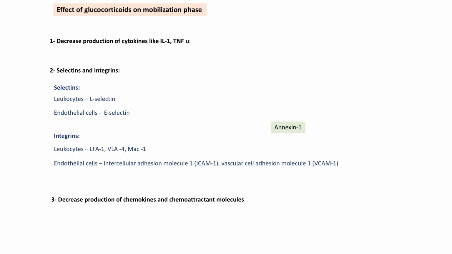And finally, glucocorticoids decrease production of chemokines and chemoattractant molecules. Decreased production of chemoattractant molecules prevents migration of leukocytes to the site of inflammation. So low levels of chemokines, chemoattractant molecules, and adhesion molecules decrease the number of inflammatory cells at the site of inflammation.